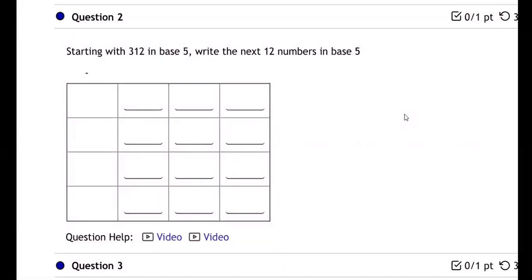So how do you count in a foreign system? How does it work to count in a foreign system? Well, we're doing base 5 right here. So here's the key point. In base 5, we never see or write the number 5, which seems kind of weird.